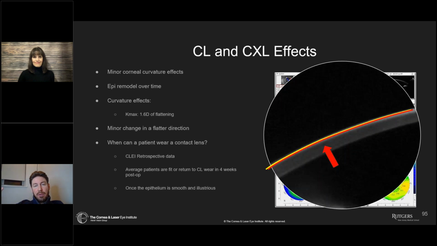And that's just an overlay between a pre and a post-op cornea, and you can see that the two corneas are just perfectly overlapped on each other. There's virtually no appreciable change for a contact lens fit.